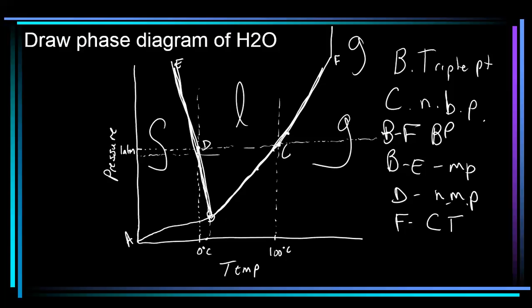All right, so let's look at these phase changes. Well, then what is E? E is called critical pressure. Beyond that point, the pressure is so high that it can't liquefy.